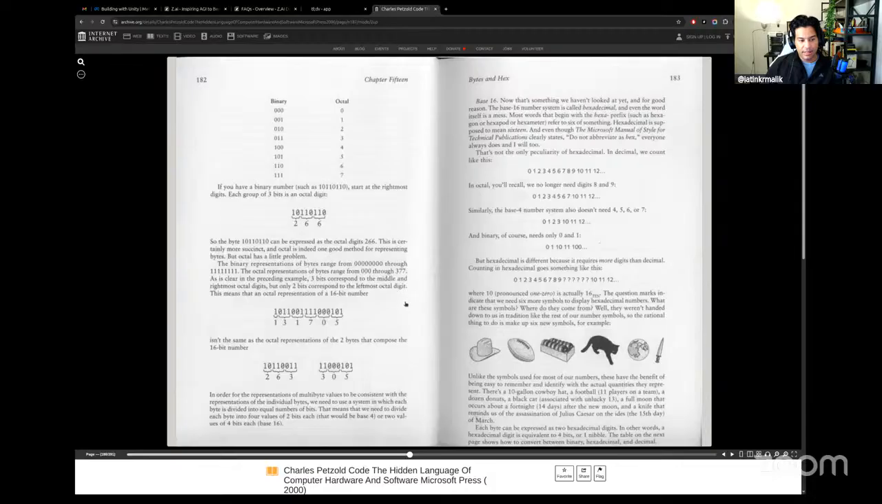As is clear in the preceding example, 3 bits correspond to the middle and rightmost octal digits, but only 2 bits correspond to the leftmost octal digit, which means that an octal representation of a 16-bit number would look something like this. So this is basically 131705. And that isn't the same as the octal representation of 2 bytes that compose a 16-bit number. If we use two different bytes that compose the 16-bit number, it will look very different, despite being exactly the same binary number.